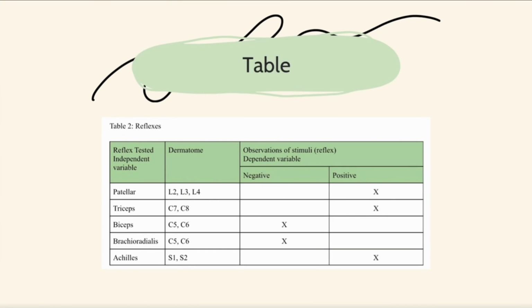Then here is our reflex test table with the independent variable being the reflex test, dermatome, and also the observations of stimuli between negative and positive, with negative being the ones that weren't present on the test subject and positive being the ones that were present on the test subject.